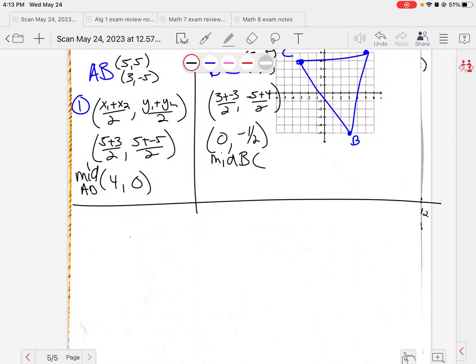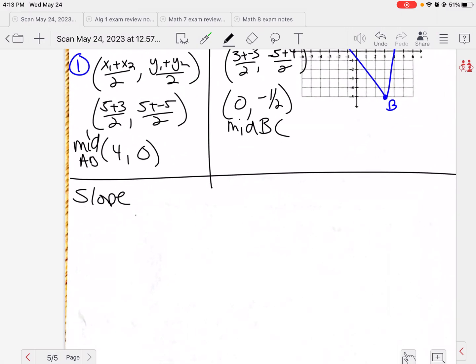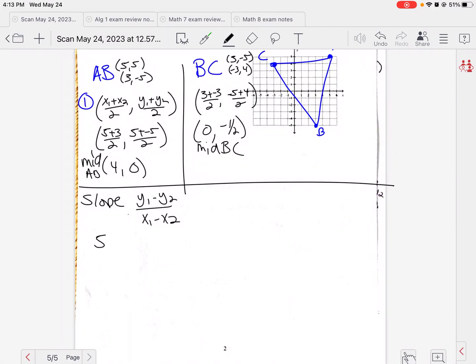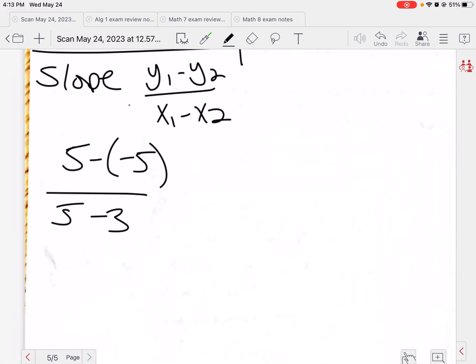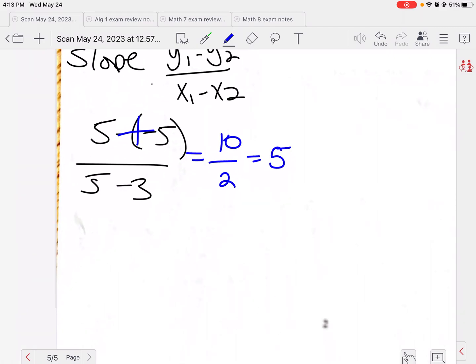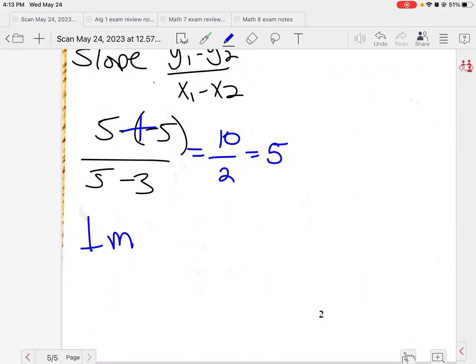Okay, next step is we're going to find the slope of each one. So slope is y1 minus y2 over x1 minus x2. We're going to have 5 minus -5 over 5 minus 3. This becomes a big plus sign, so we have 10 over 2, which is equal to 5. And then the next part is we want to find the perpendicular slope.